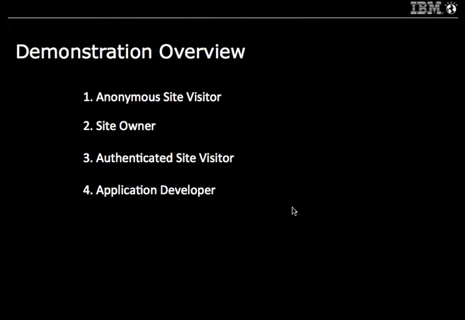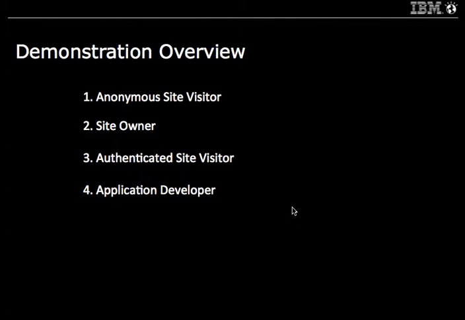There are 4 scenes in the following demonstration, and each of them is based on the different roles of the user who will be accessing the website. The first one is an anonymous site visitor, someone who doesn't log in and comes to our site to find some information. The second one is the site owner. We'll take a look at some of the tools and capabilities that are available to the person who will be delivering content to the site.